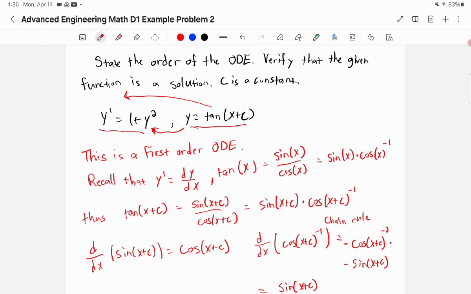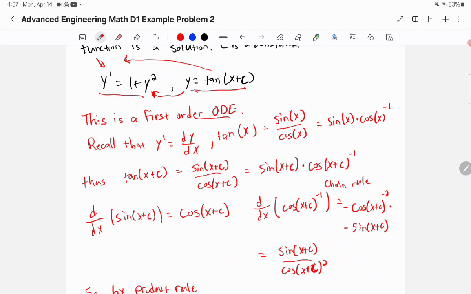Now, the first part also asked to state the order of this differential equation. Well, we can clearly see that the highest number of primes, if you will, is a single prime, which means it's a first order differential equation, right? dy dx. If it was d squared y dx squared, then it would be a second order differential equation, and so on. So the highest order here is the first derivative, and therefore it's a first order differential equation.